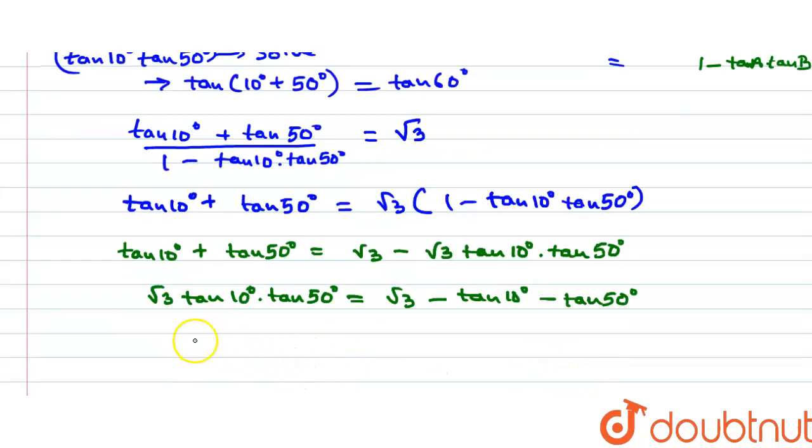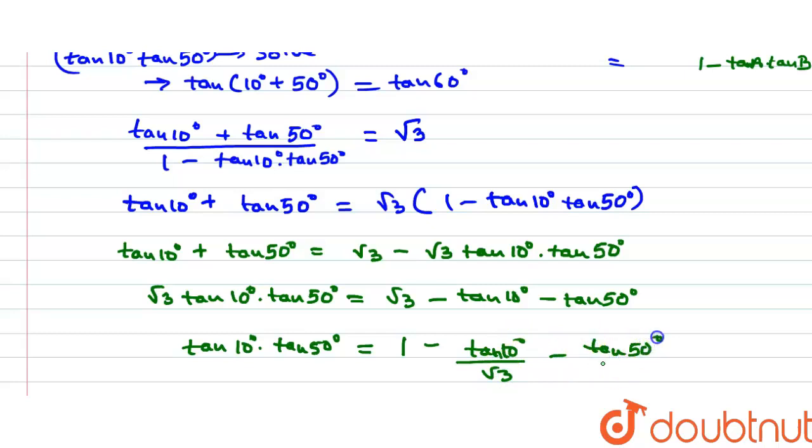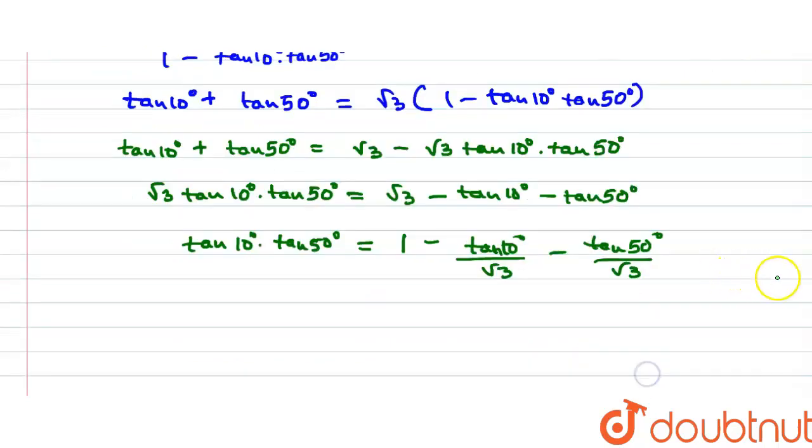Now let us solve more. So here I will get tan 10 degree into tan 50 degree will be equal to, if I divide by root 3, here it will convert into 1, and here it will be tan 10 degree by root 3 minus tan 50 degree by root 3. Now let us take this as equation 1. Now similarly, we will solve for the other terms.